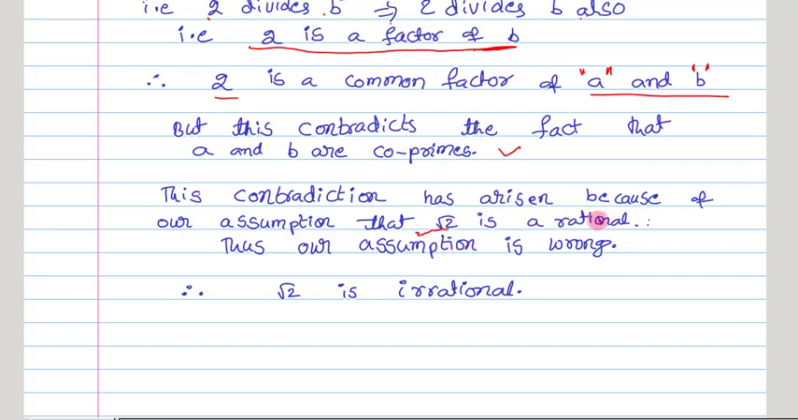that root 2 is rational. So we can say that our assumption is wrong. If our assumption is wrong, then root 2 becomes an irrational number. Therefore, we can conclude that root 2 is an irrational number.